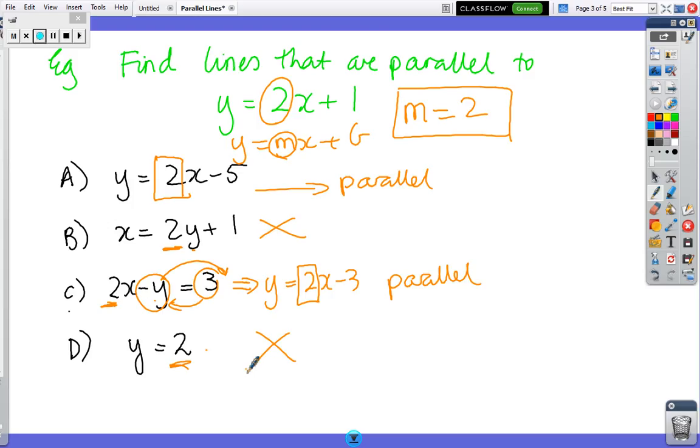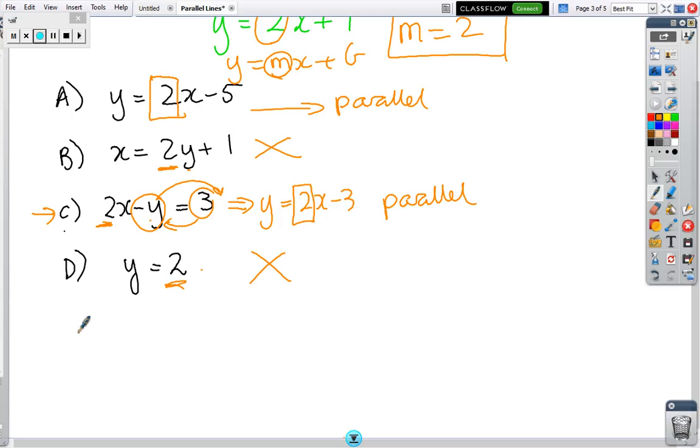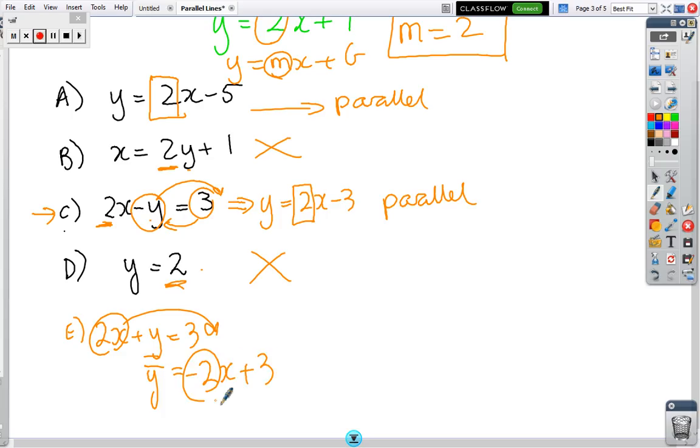With this C1, we just had to rearrange it to make y equals, and make sure that the gradient was 2. Just an example, for instance, if I'd had E, 2x plus y equals 3, y is positive, so move the x across, so y would be minus 2x plus 3, and then you've got a minus 2, so it's not parallel. So you've got to be careful, it's not just a 2, but it has to be y equals 2x.